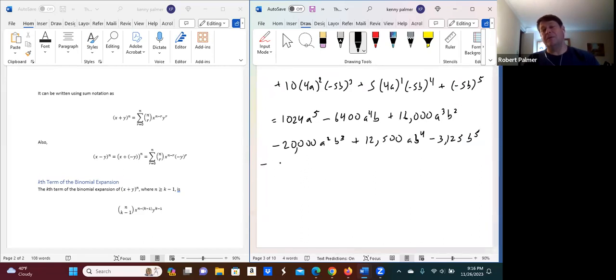Okay, now let's do one more thing. So let's say in some cases you don't want exactly the entire expansion. Let's say you just want one term. So here, let's talk about what it says below. That's what's called the kth term of the binomial expansion.